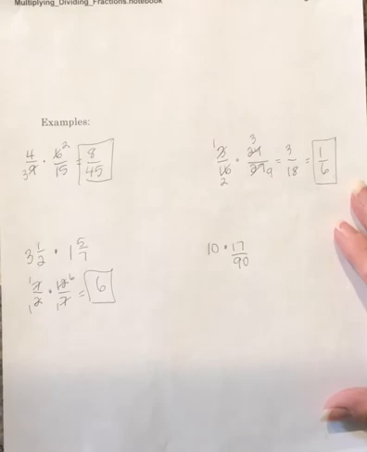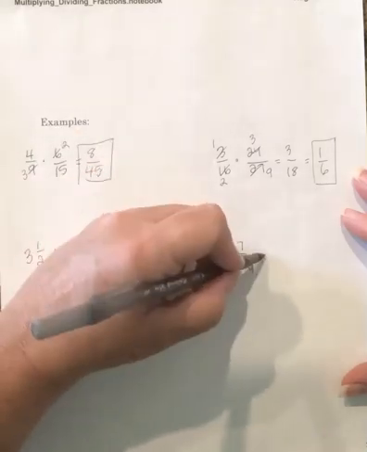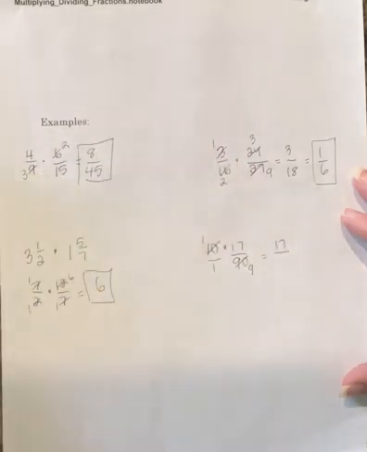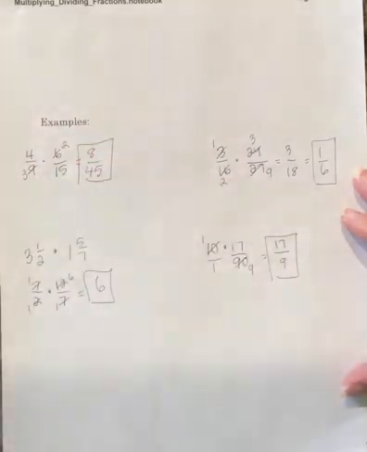And then 10 times 17 over 90. I am going to put this 10 over 1 just because it helps me look at it in a little bit more balanced way, and sometimes it helps me see something I might have missed otherwise. So I'm still going to see if I can cross cancel. 10 and 90, I know, have a common factor of 10. So 10 divided by 10 is 1. 90 divided by 10 is 9. Multiply my numerators. 1 times 17 is 17. And my denominators. 1 times 9 is 9. And that is in lowest terms.